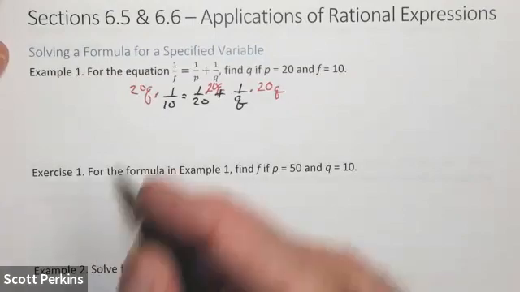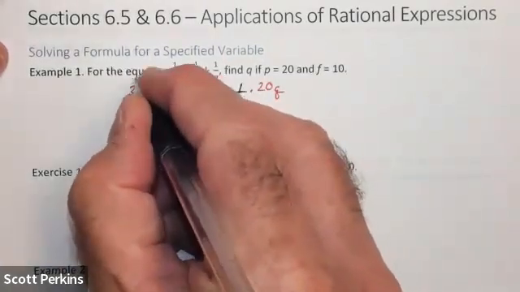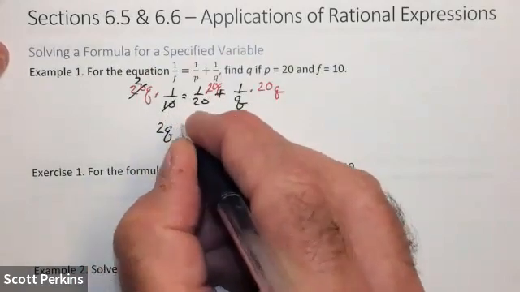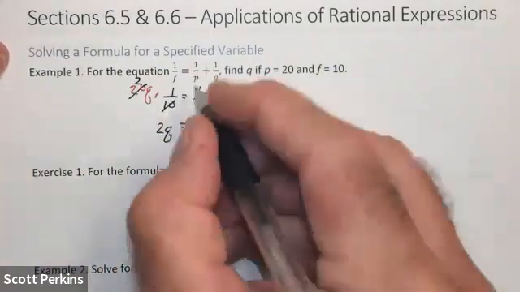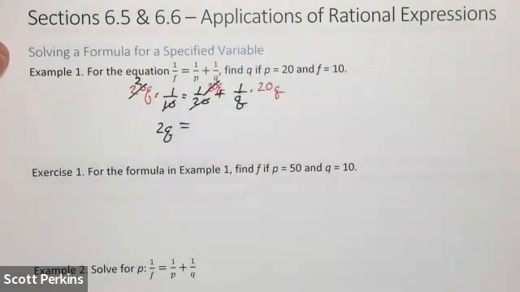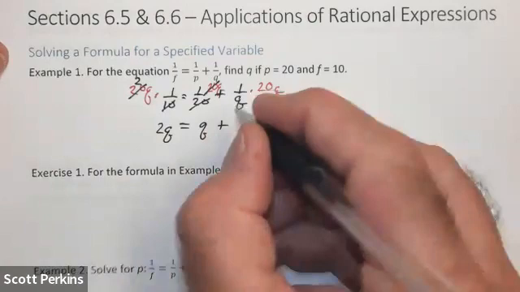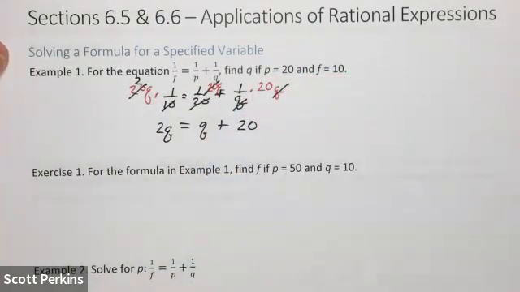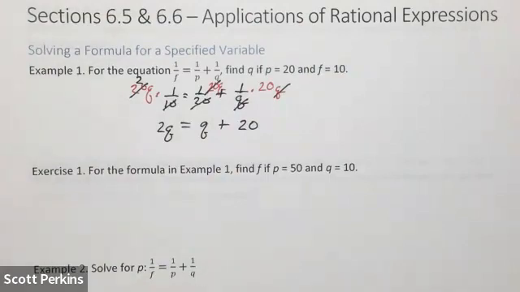All right, so now canceling. 10 goes into 20 and leaves me 2. So what we have is 2 times q equals 20 goes into 20 and just leaves q. And then last but not least, on the third fraction, the q's cancel, and I just have 20. So we have 2q is equal to q plus 20. No more fractions. That's the goal. We feel a whole lot better about the problem. And I'm just about done solving.